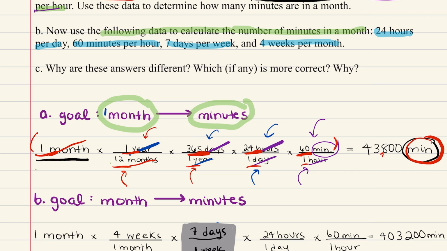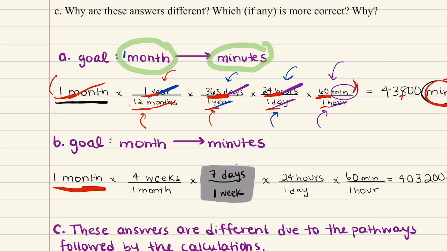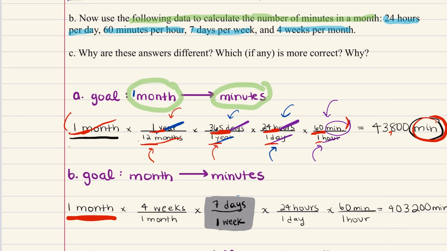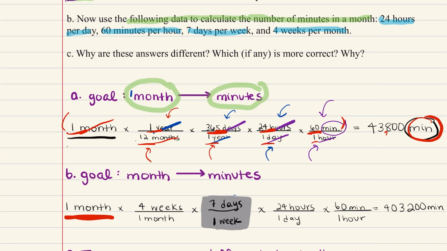We start by writing what we know, what we're given, 1 month. What is the first conversion factor that we can use to cancel the units for month? Well, we can use that there are 4 weeks per month. We write 1 month in the denominator, 4 weeks in the numerator, and notice how month cancels out. Now we have units of week.